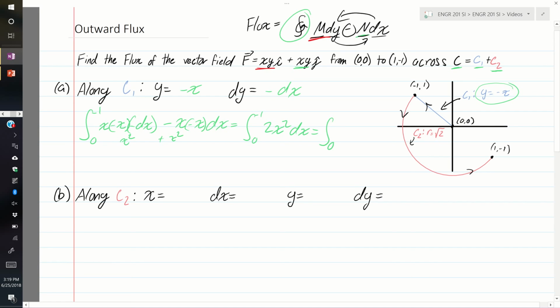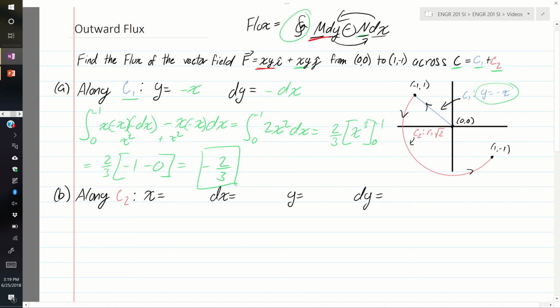So we have to add 1 to our exponent, and then divide by the exponent. So 2 over 3 times x cubed, evaluated from 0 to -1, which then equals 2/3 times the -1 cubed, which is -1, minus 0, which equals -2/3. So that is what the flux is just across C1.